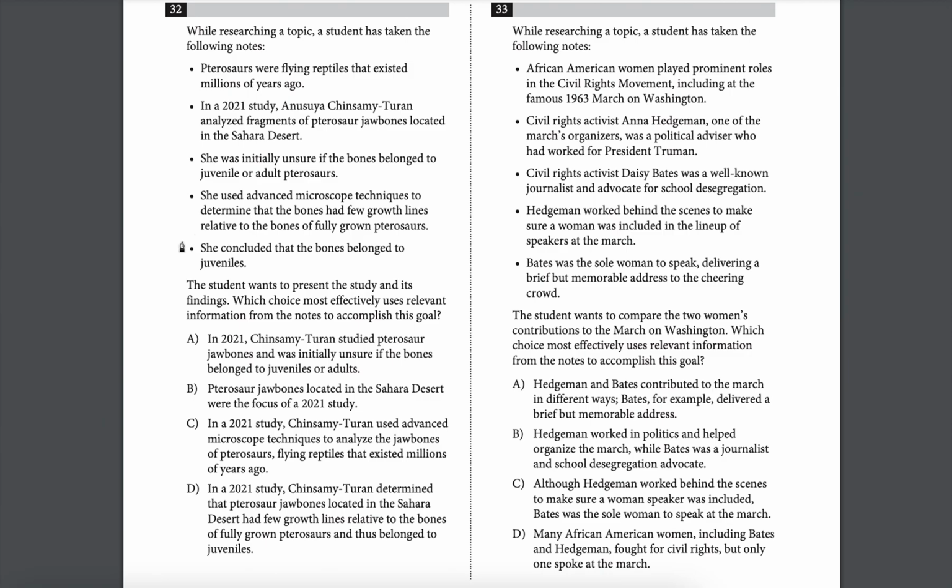This is how you can tackle the rhetorical analysis question. They're also known as bullet point questions because obviously there are a lot of bullet points. They're just a collection of ideas. So let's go over both of these questions.